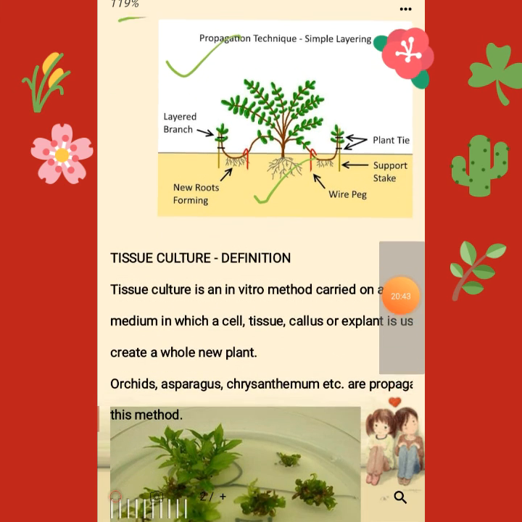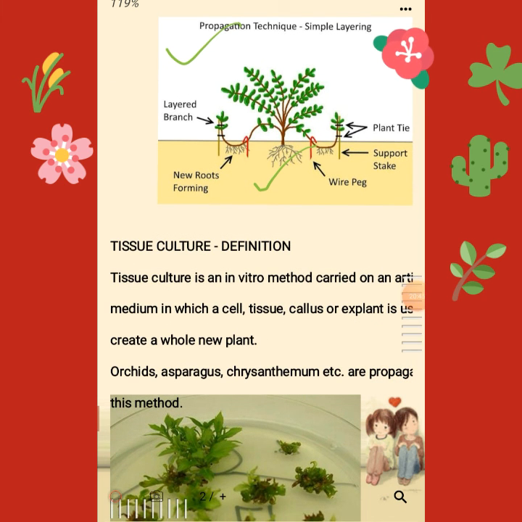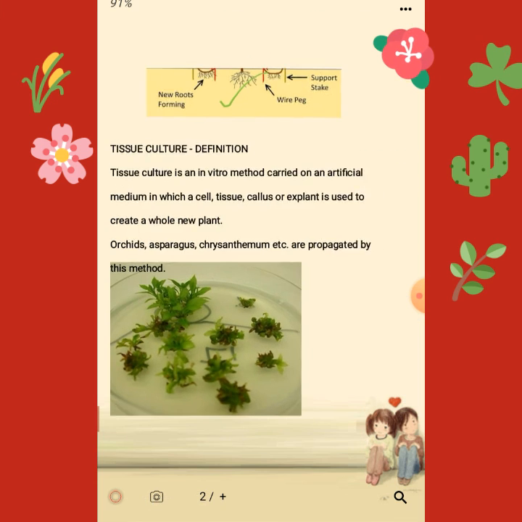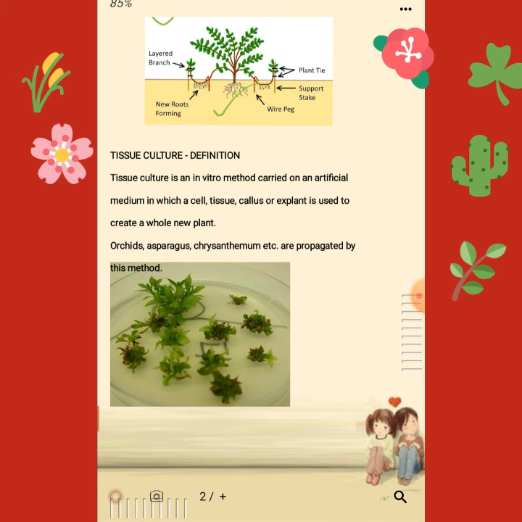Here, if you see, another advanced method of vegetative propagation is tissue culture. So what is meant by tissue culture? Tissue culture is an in vitro method carried out on an artificial medium in which a cell, tissue, callus or explant is used to create a whole new plant. Okay.